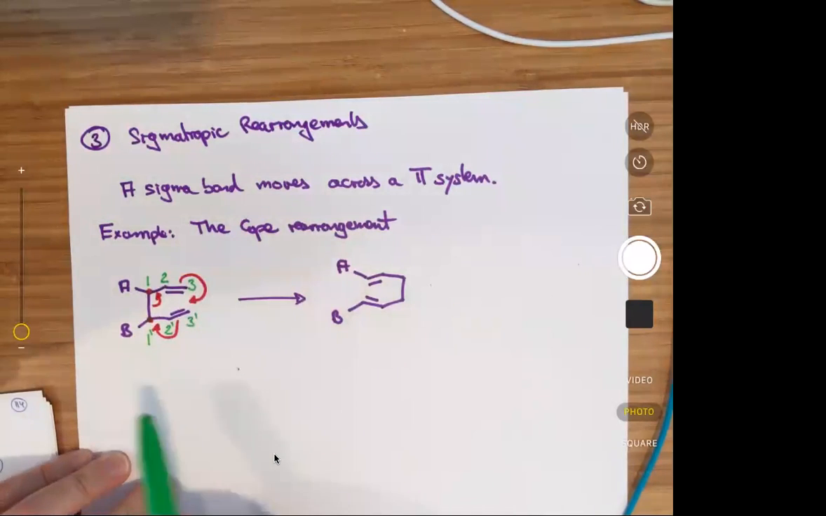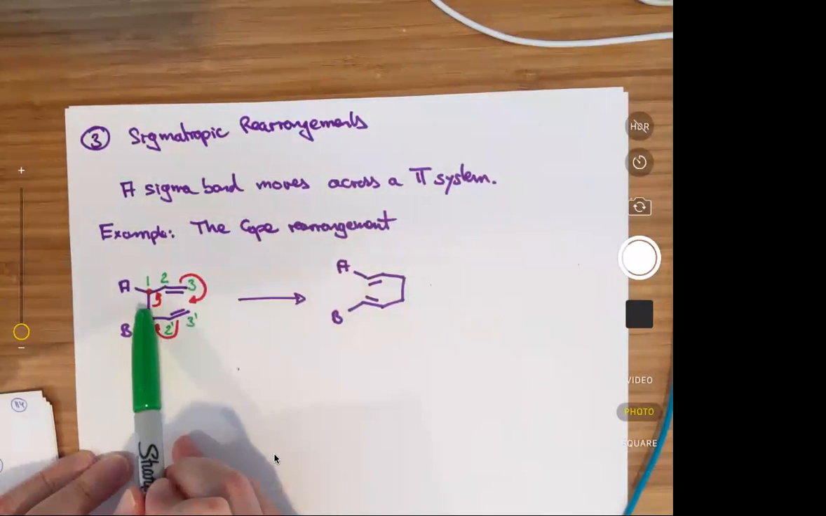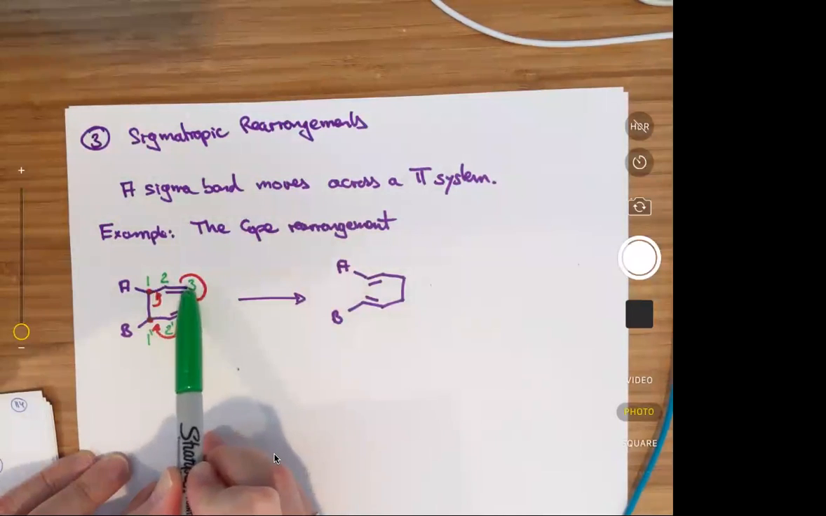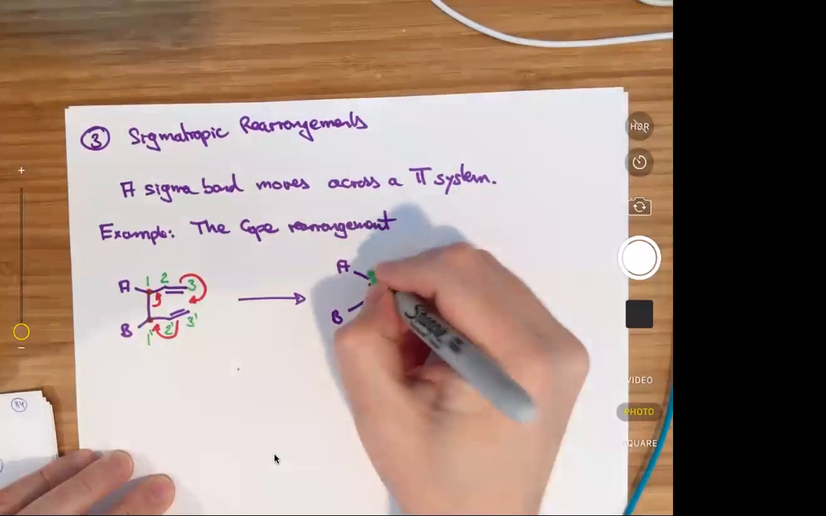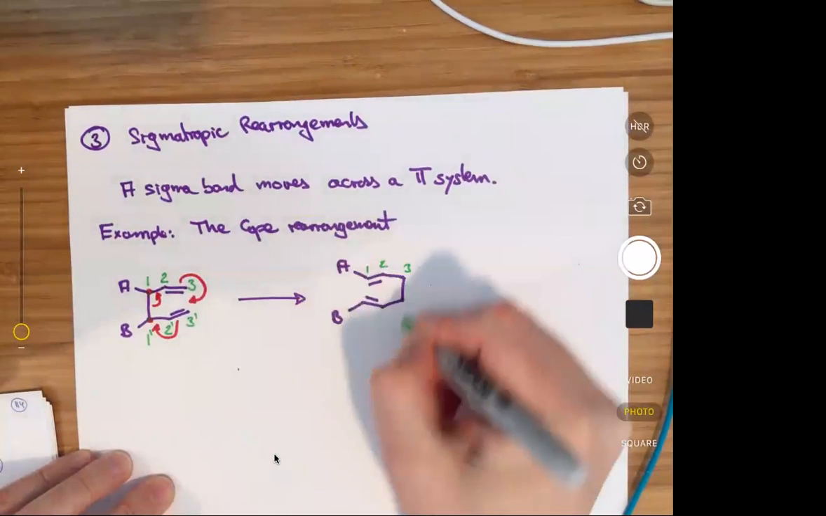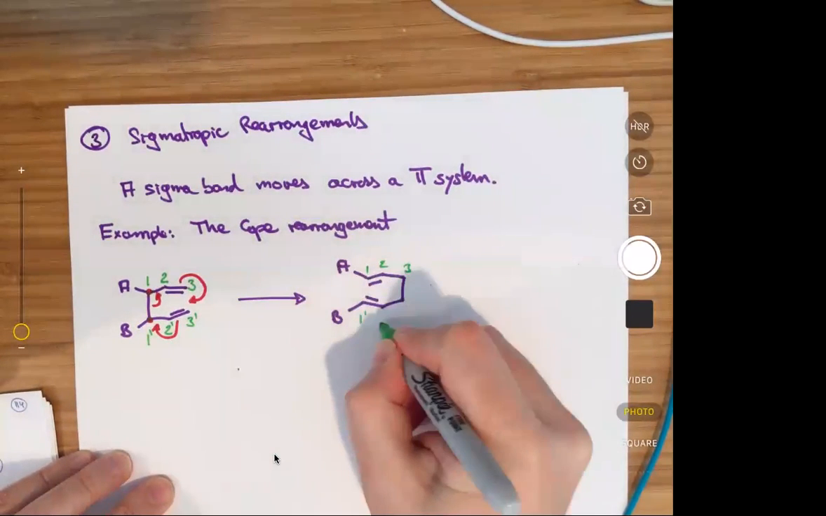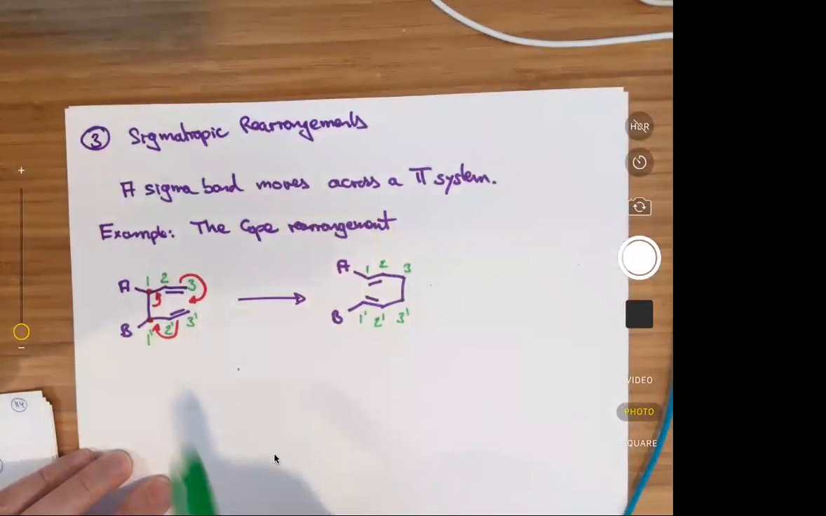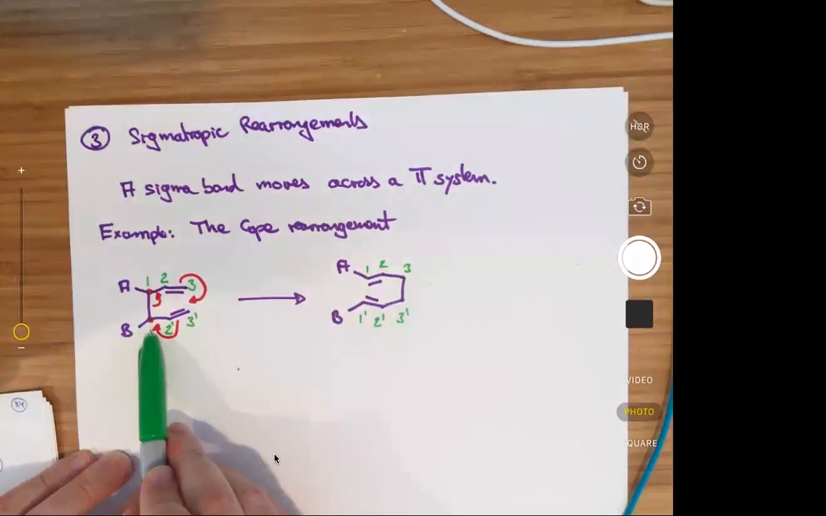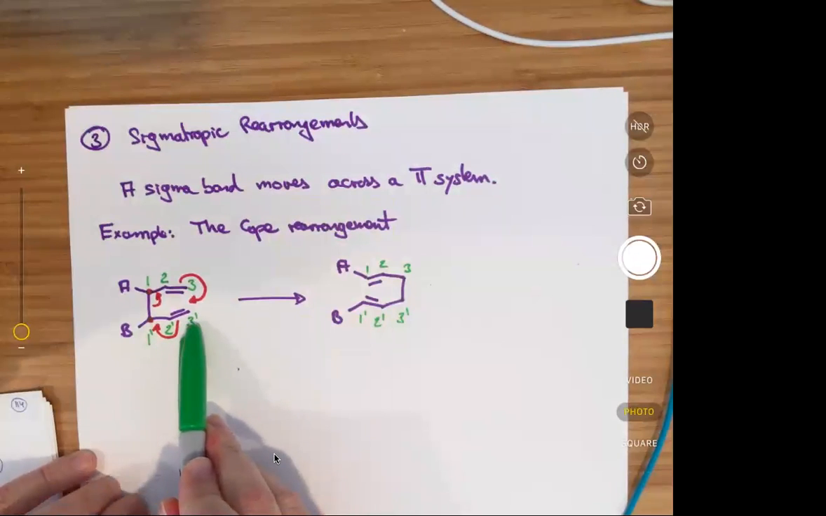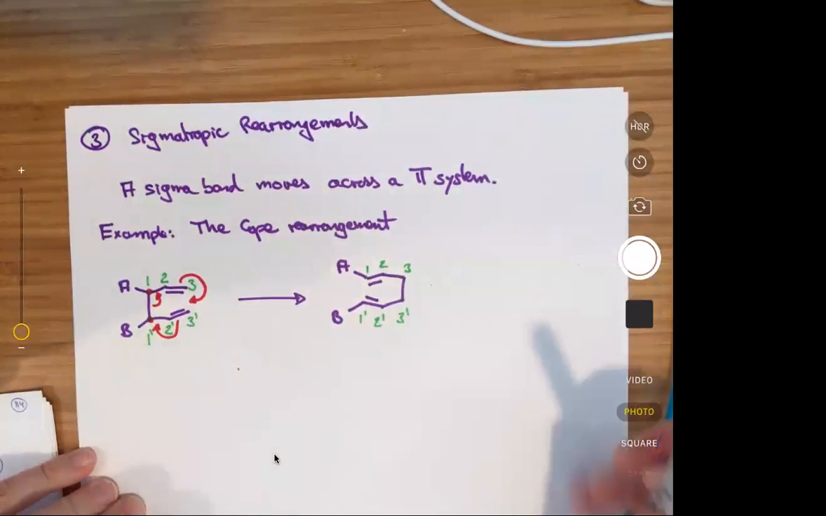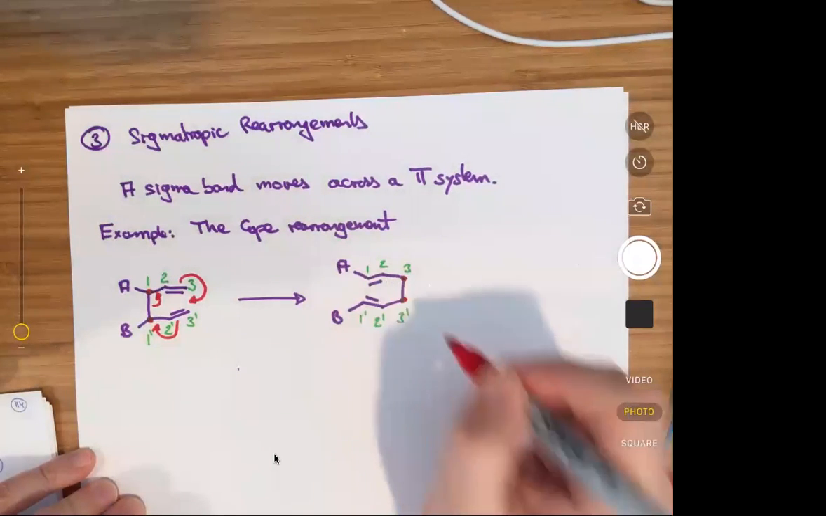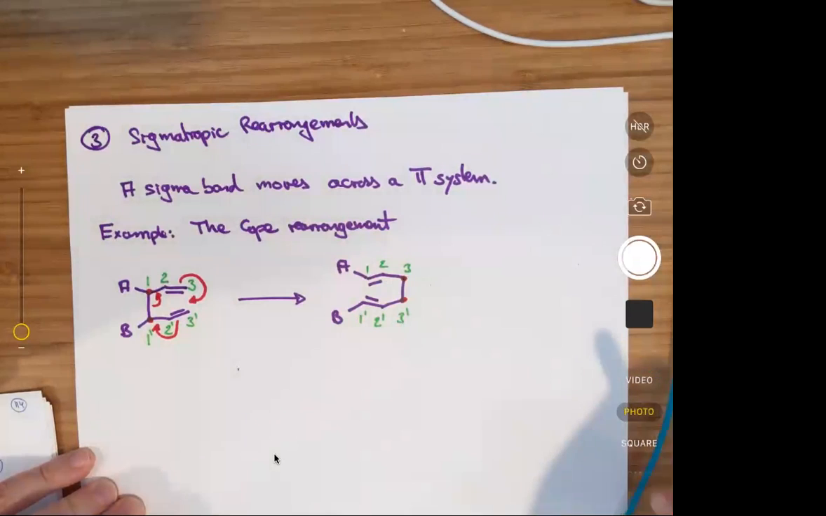And that allows us to define that the sigma bond moves on one side of the system from 1 to 3. So this is the same thing here, 1, 2, 3, 1 prime, 2 prime, 3 prime. And on the other side, it moves from 1 prime to 3 prime, right? So the new sigma bond is now between these two carbon atoms, 3 and 3 prime.